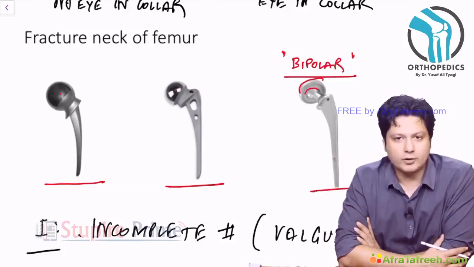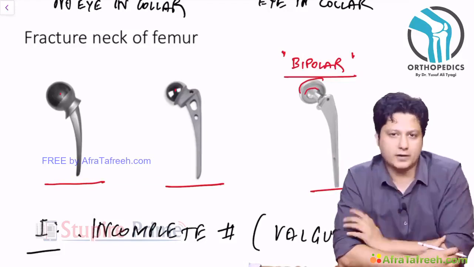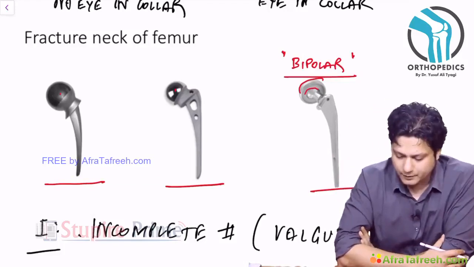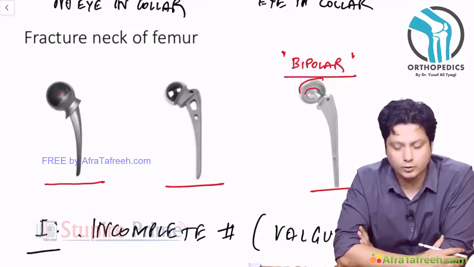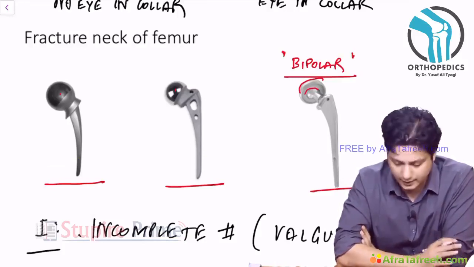All these things are never going to be asked in your examination. What is likely to be expected is the identification of the implant on the given picture. So that is the criteria that you need to learn. So what are bipolar implants? Having two head, a head within a head, that is bipolar implant.